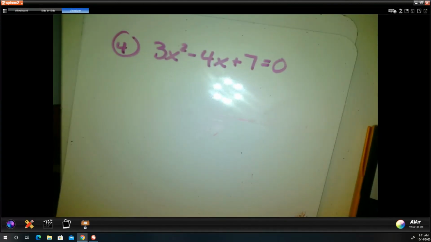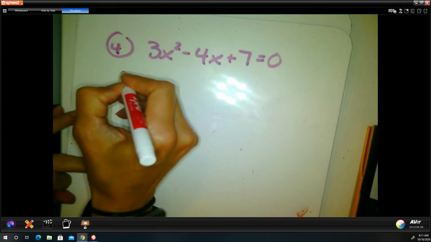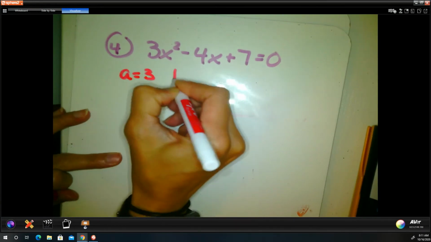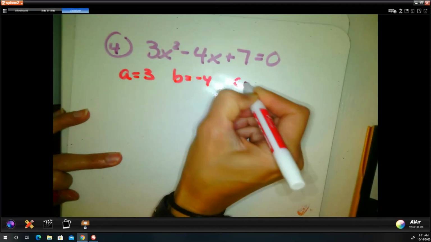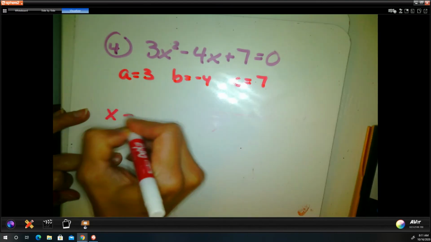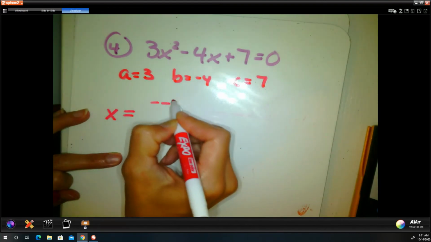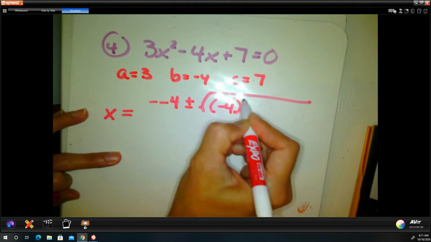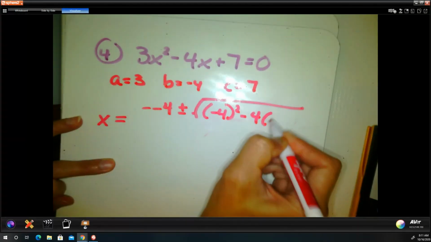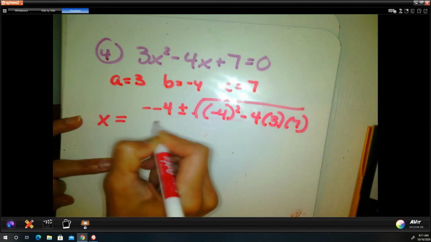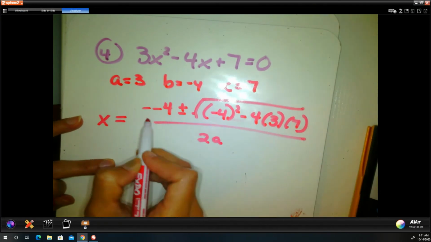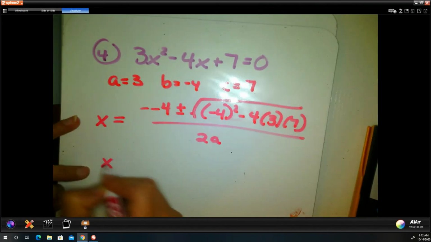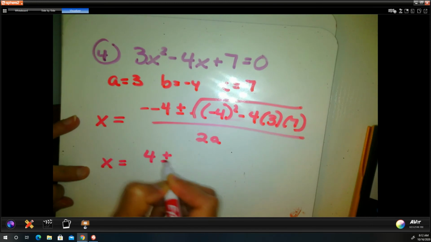Okay, let's look at number 4. So number 4 is 3x squared minus 4x plus 7. So A is 3, B is -4, and C is 7. x equals negative B plus or minus the square root of B squared minus 4AC all over 2A. Again, a negative 4 is really just a positive 4.